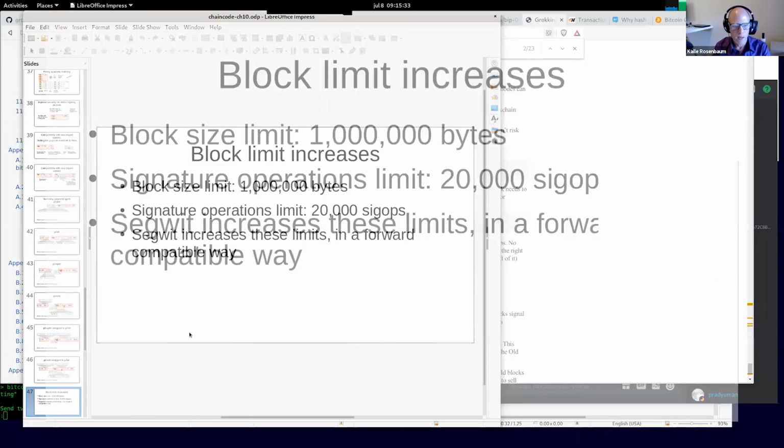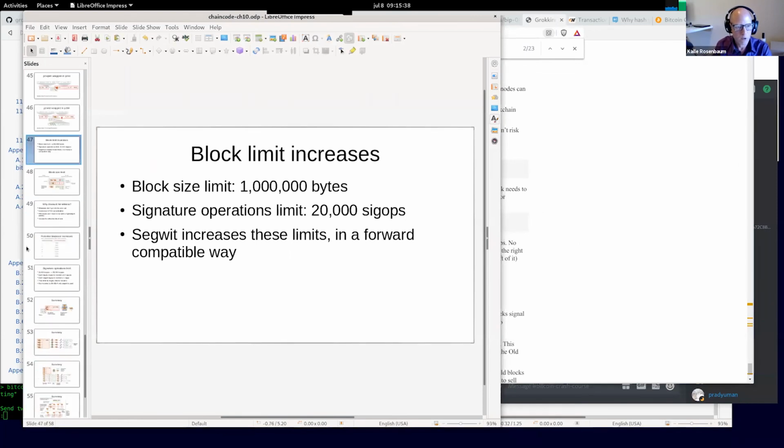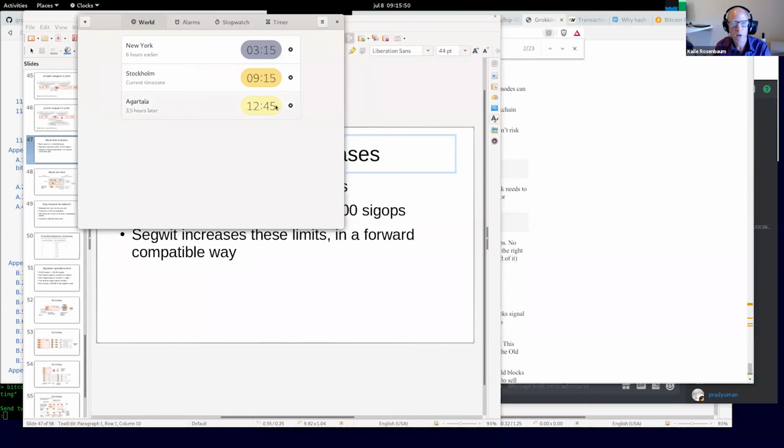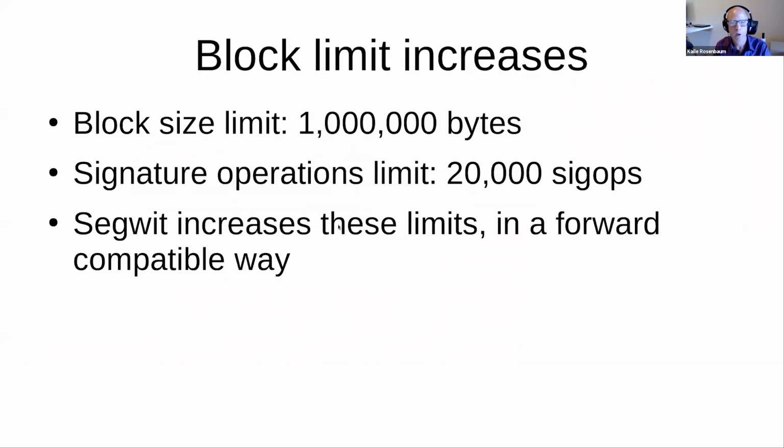So we have just a few slides left. I hope you're not falling asleep, and I will finish this without a break now. I'll just have a look at the time. It's 12:45. So I think we will be able to finish this before lunch, which is good. Start from current slide. Yes. Okay.